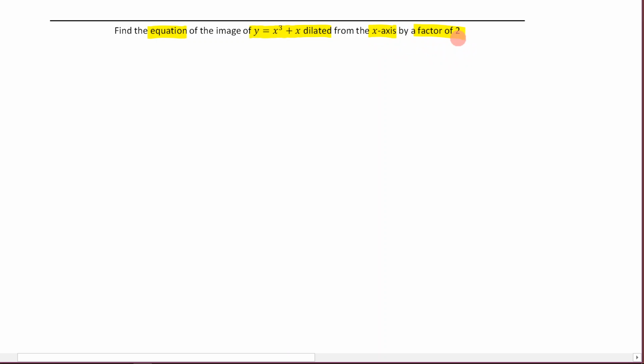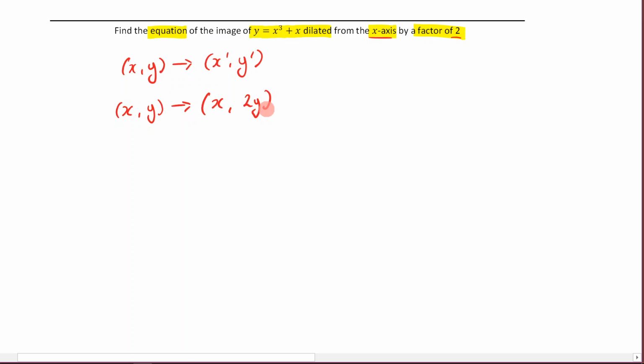a factor of 2. Now, the way we approach these is the same way we approached the translations from our previous lesson. We use that same notation. So we have our original point, and we're going to our new point. We now rewrite it. Now, because I am dilating from the x-axis, I know that my y value is going to change. X dash, therefore, is just going to remain as x. My y dash, on the other hand, is going to be multiplied by 2.